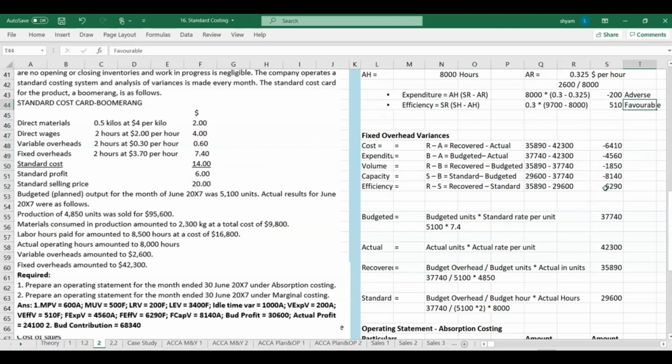Wherever there is a minus, we'll put adverse. And there is only one favorable. So we have done with all the variances here.